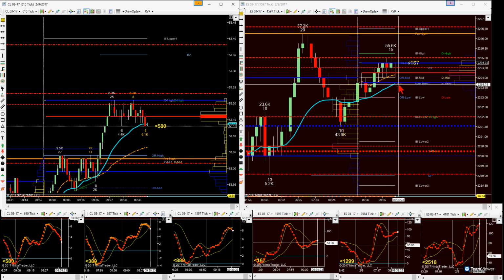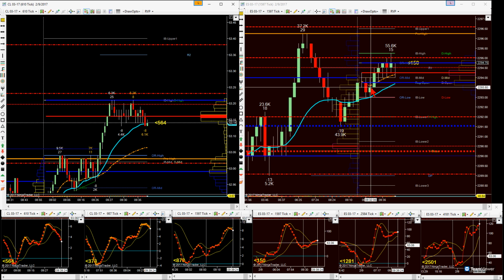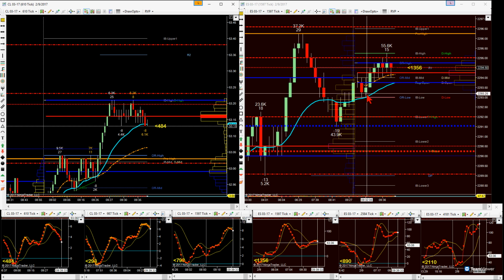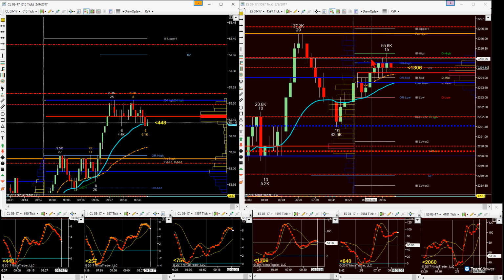ES really didn't give us much to work with here. Open, pushed down a little bit, came and tested this swing. Really don't see anything on there.